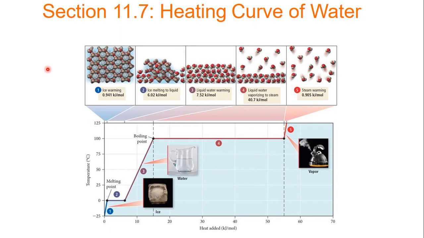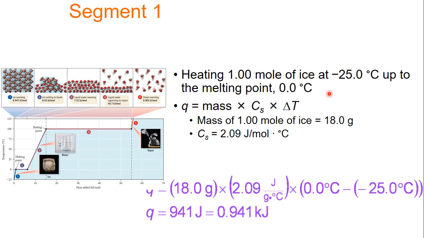In this video, we're going to look at the mathematics and calculate how much energy we have to put into ice to turn it into steam. Looking over the mathematics, the heating curve of water. So here's our problem. We have 1 mole of ice at negative 25 degrees, and I want to eventually turn it into steam. So how are we going to do this?